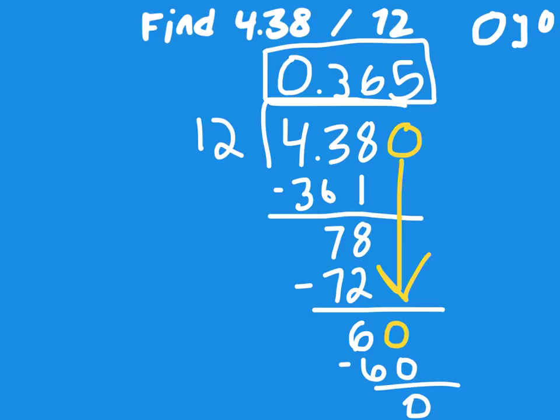That's it. So that extra point again was when we got down, we brought down our 8, and we had 72, and we had 6 left over. I just created another 0, added the 0, and brought that down, and that allowed me to get to my final answer.